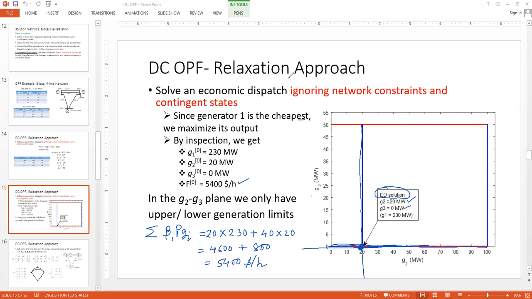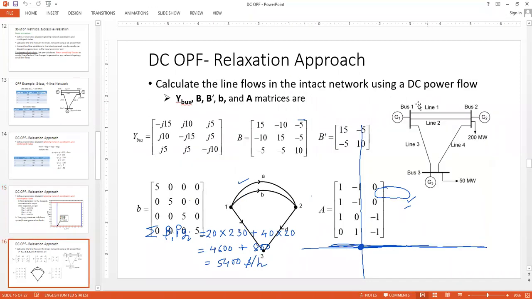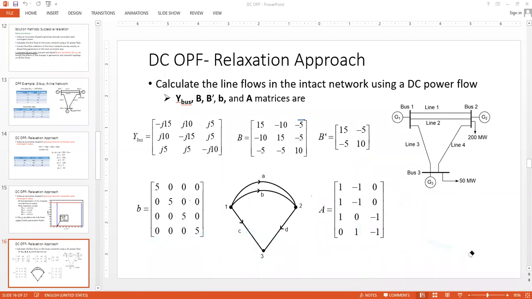Because it is a relaxation approach, we have released or relaxed all the possible constraints. We are just solving the ELD as if no constraints are there. Now, once we have got this generation for each of the generating units, we will go back to the network. This is the network, and we will apply the knowledge of our DC load flow. So let's see how the DC load flow helps us in finding out the line flows now.